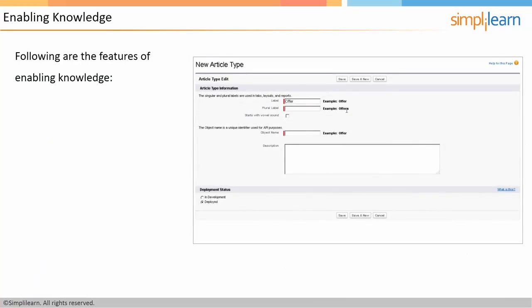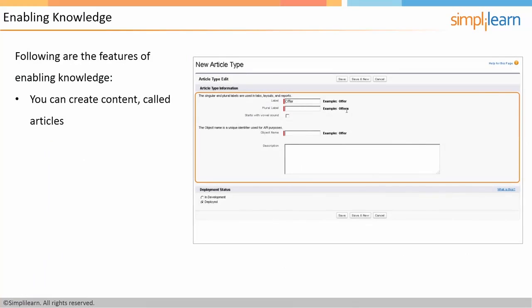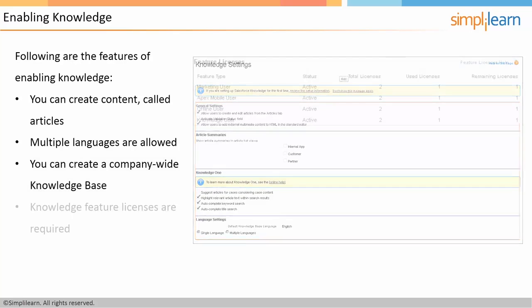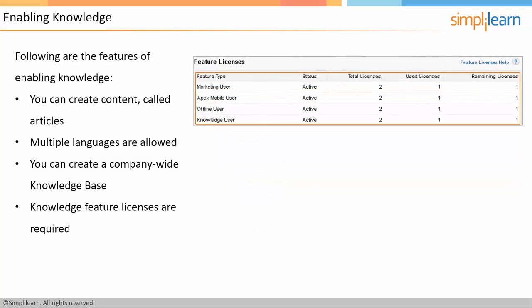The next thing we're going to talk about is enabling knowledge. There's a few things to keep in mind when enabling knowledge. You can create content called articles, and so just like knowledge-based articles that other companies have, that's exactly the same thing here. So within Salesforce, you have the ability to have knowledge-based articles. You can also have multiple languages, so you can have different languages that are allowed. It's essentially a company-wide knowledge base, and knowledge feature licenses are required.